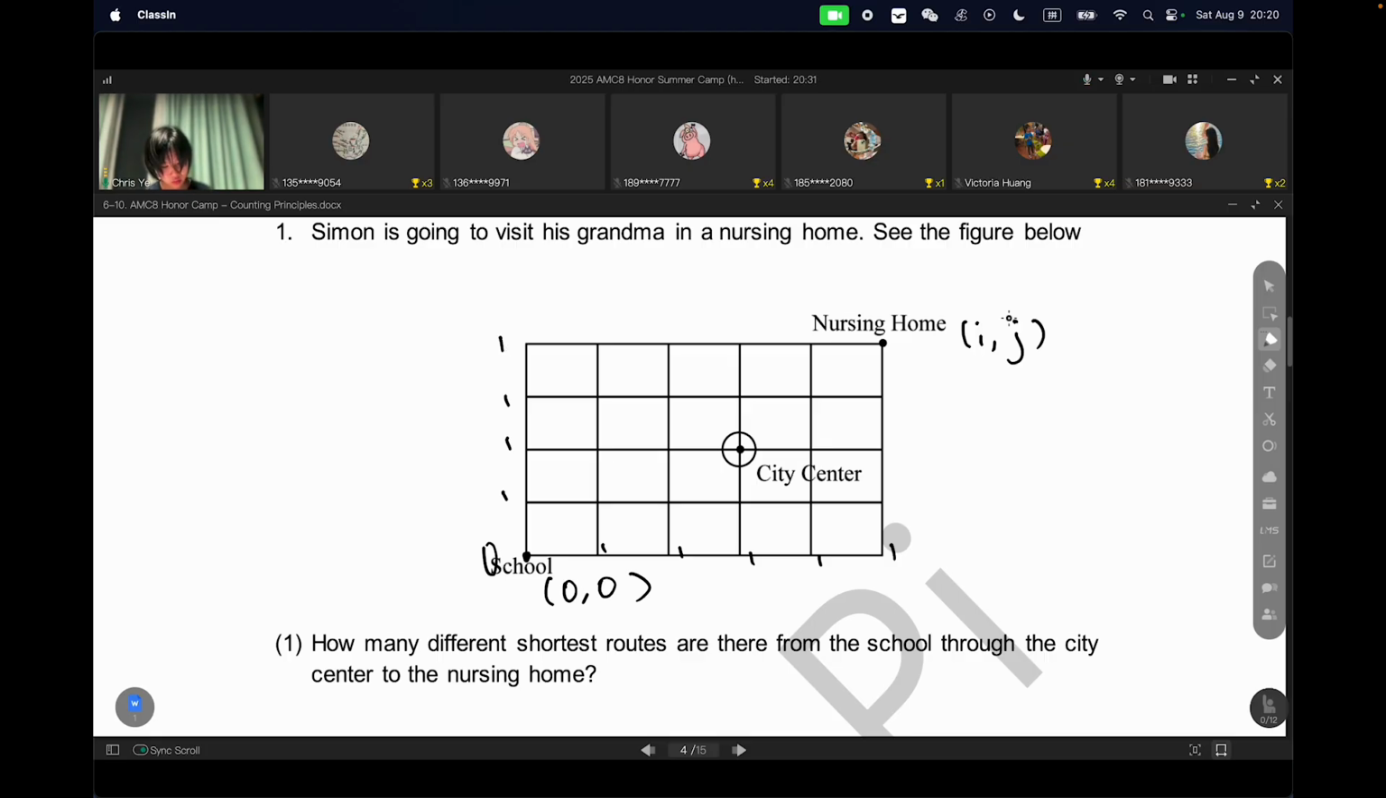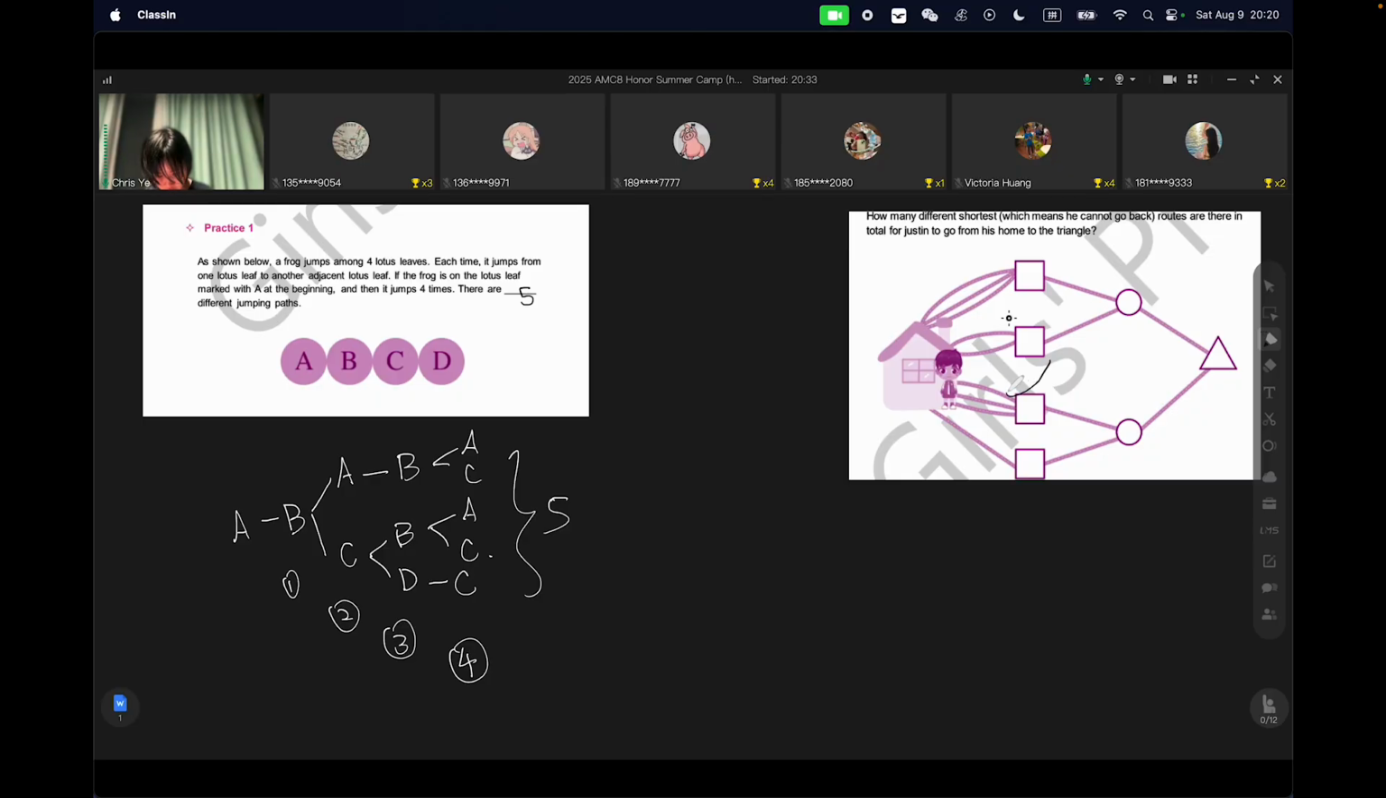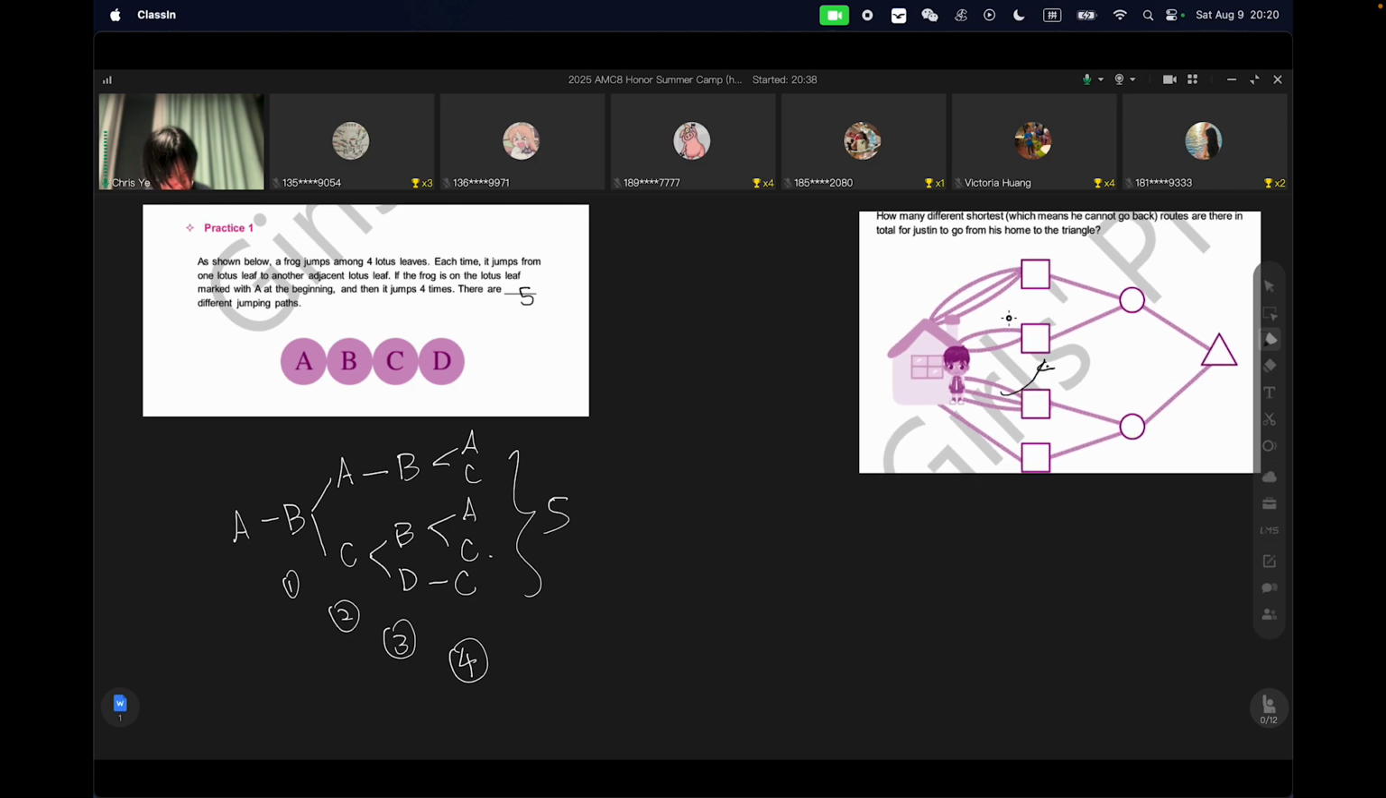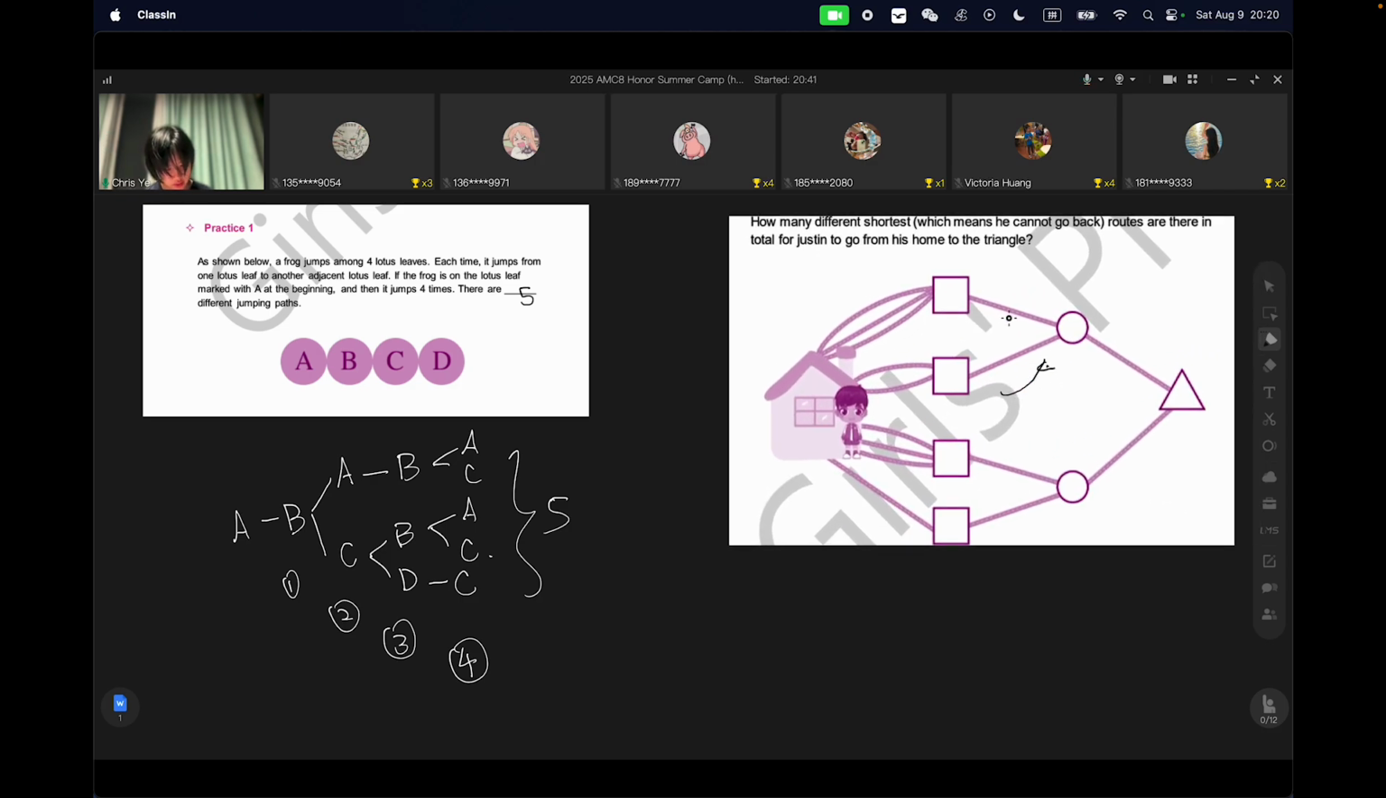So let's first start with our warm-up question. This question asks how many different shortest routes, which means he cannot go back, are there in total for Justin to go from his home to the triangle. So to make it clearer, this is his home, and there are 3 ways to get to this square, 2 ways to get to this square, 3 ways to get to this one, and 1 way to get to this one. So we can mark these as 3, 2, 3, and 1, because that's the number of ways that he can use to get to that point.